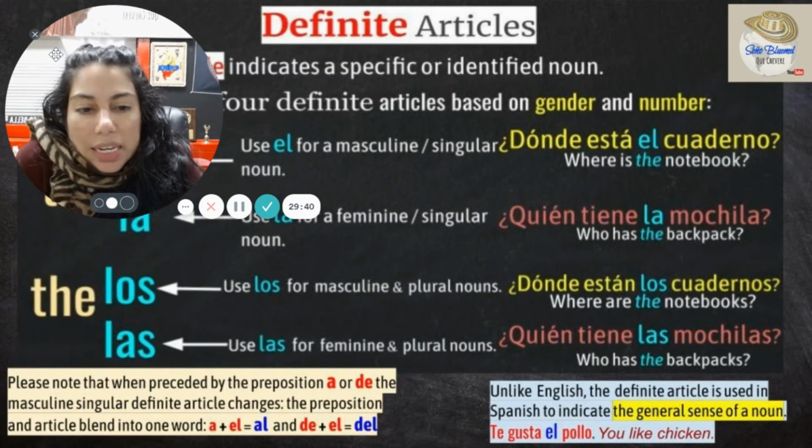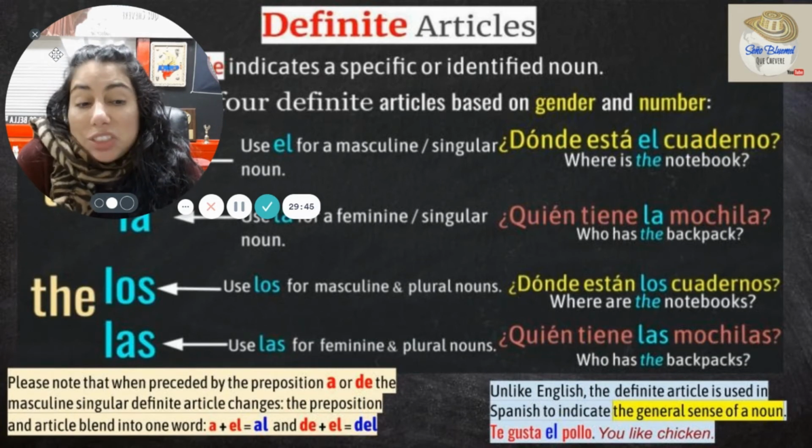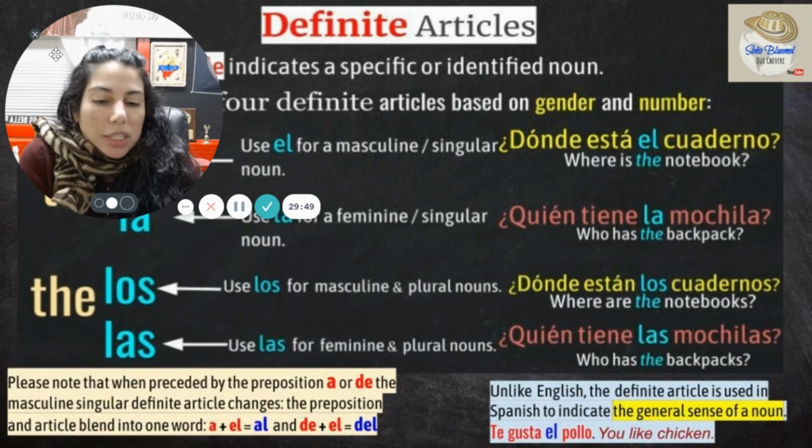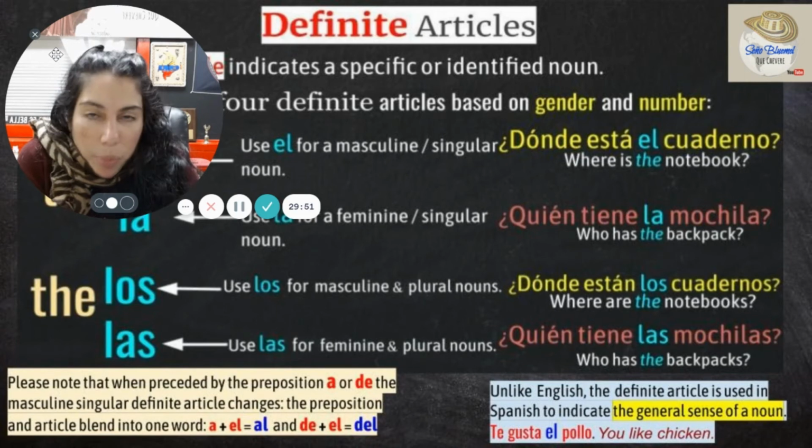And then unlike English, the definite article is used in Spanish to indicate the general sense of a noun. So for example, in Spanish, we would say, ¿Te gusta el pollo?